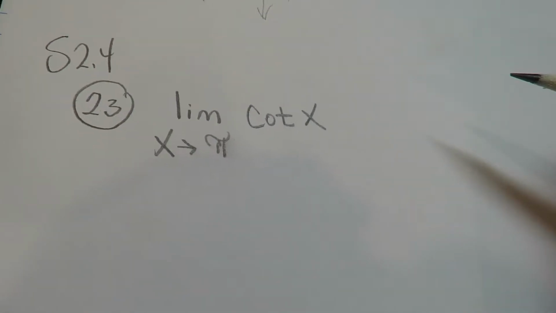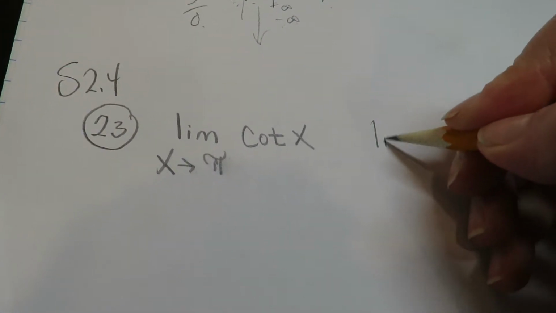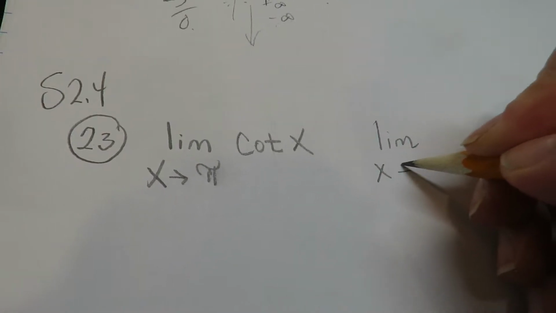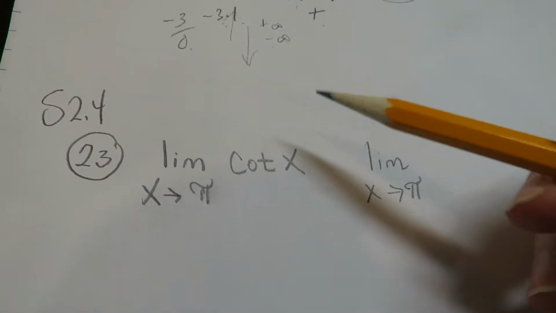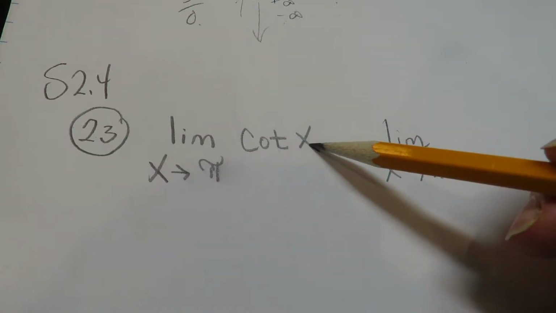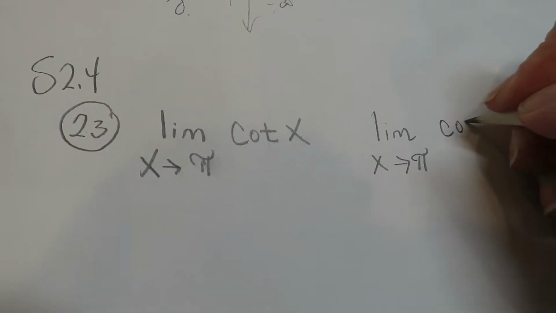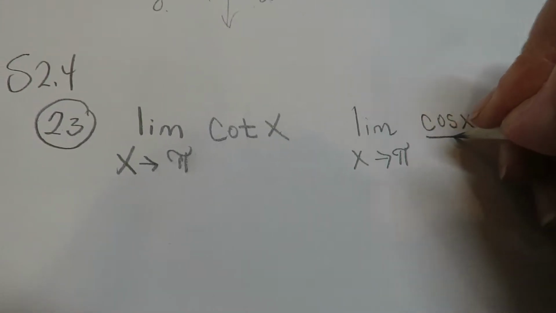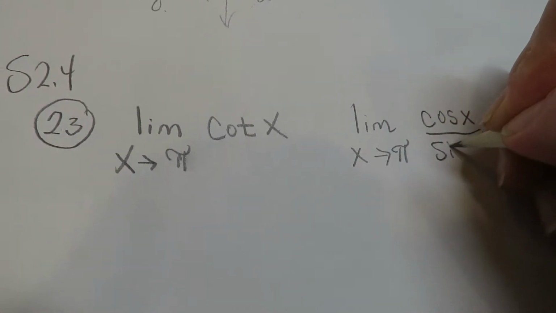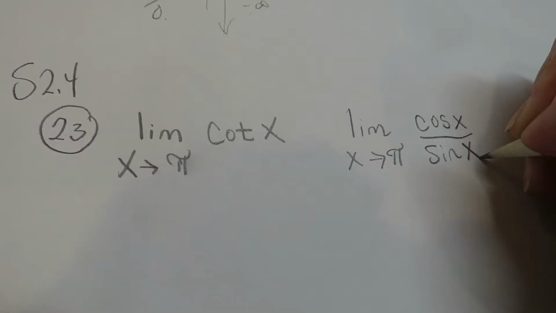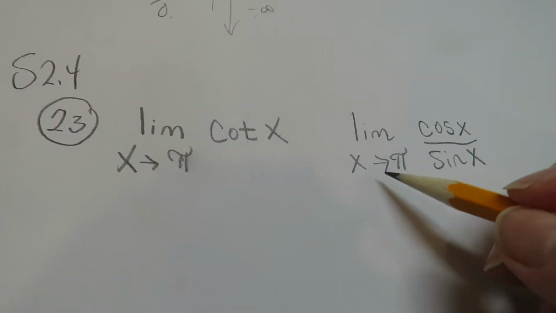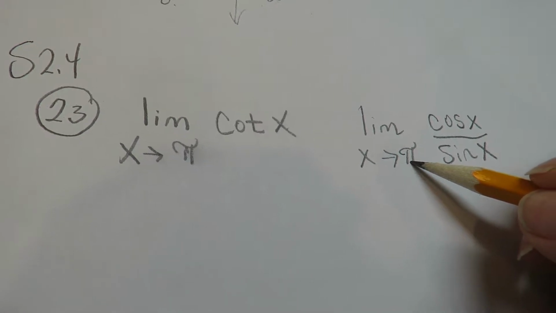Okay, gang, let's try 23. Now, let me just rewrite this. If you can do the cotangent of pi, just go ahead and do it. But if not, let me just rewrite this. Because this is a quadrantal angle, we're going to use the unit circle.